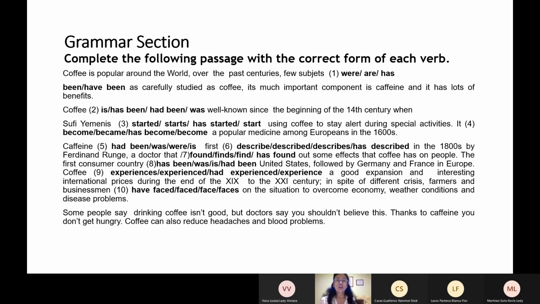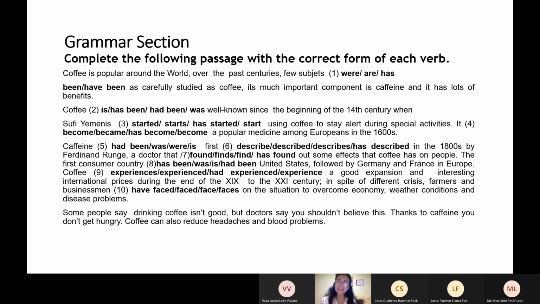Sufi Jimenez, ¿lo conocemos? ¿Vive actualmente? Yo creo que no, ¿cierto? No, entonces Sufi ya está. Jimenez has. No, porque has es presente perfecto, hace referencia. Perdón, started. Sufi Jimenez started, yes, using coffee to stay alert during special activities. Very good.